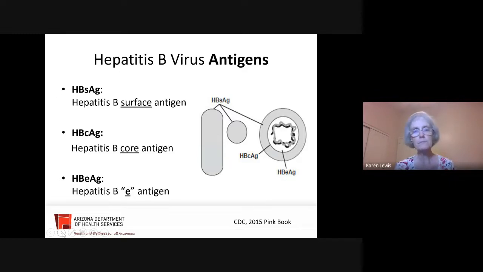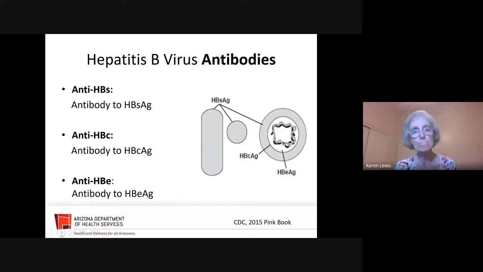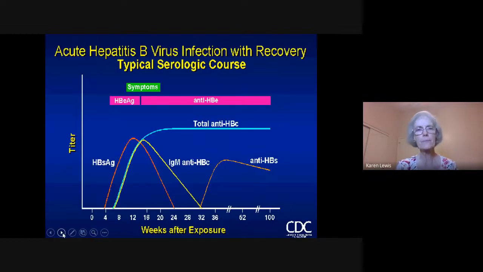Next slide. Oops, I get to do the next slide. Sorry. The body forms antibodies to these antigens. So the anti-hepatitis B surface antigen, antibody to hepatitis B core antigen, and antibody to hepatitis B e antigen. So all of a sudden you've got 6 different combinations of letters. So I'm going to try to show you how you can make sense of this.